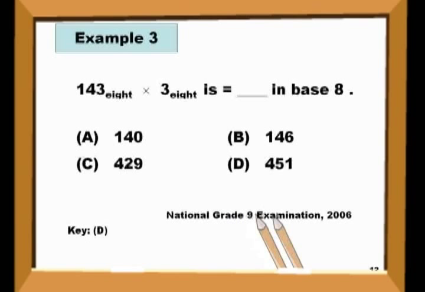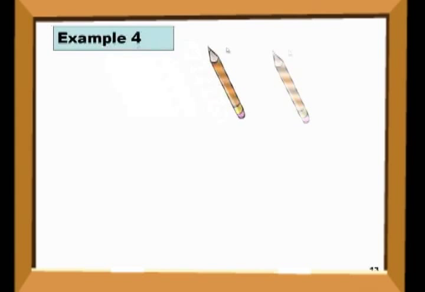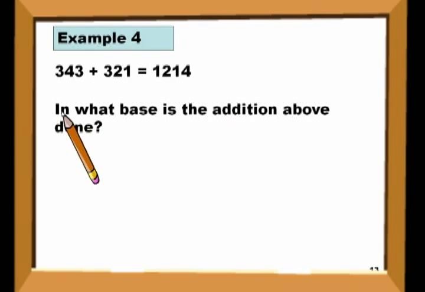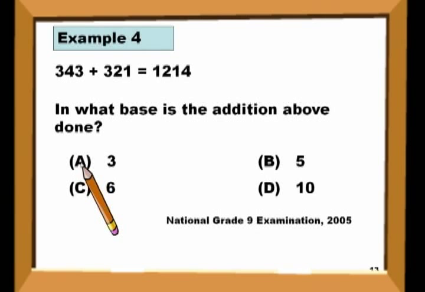Now we have example 4. We have 343 being added to 321, and that is equal to 1, 2, 1, 4. The question being asked is, in what base is the addition above done? Do you have the answer? Let us find out. Is it A, base 3, or B, base 5, or C, base 6, or D, base 10? Yes, it's B, base 5. And again, this question was taken from the National Grade 9 Examination, which was written in the year 2005.